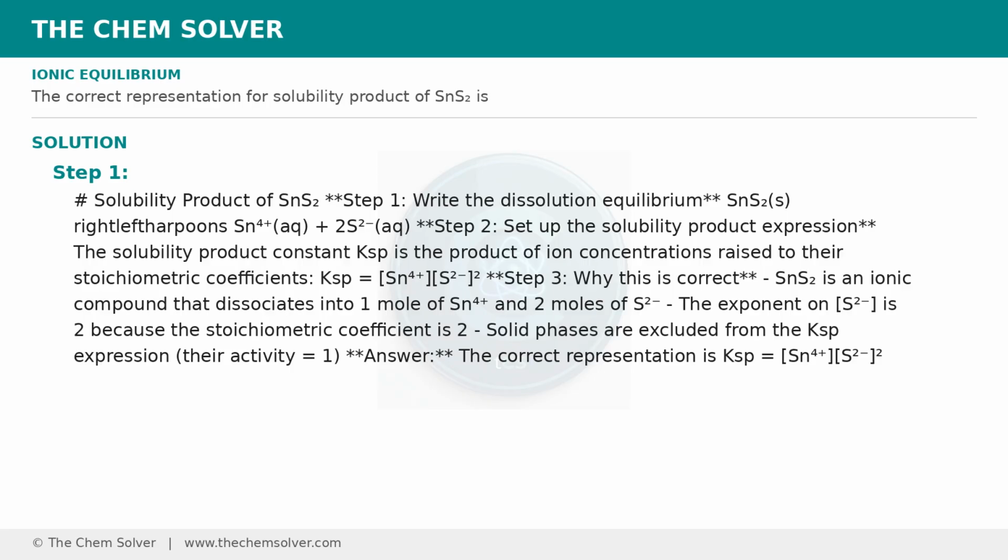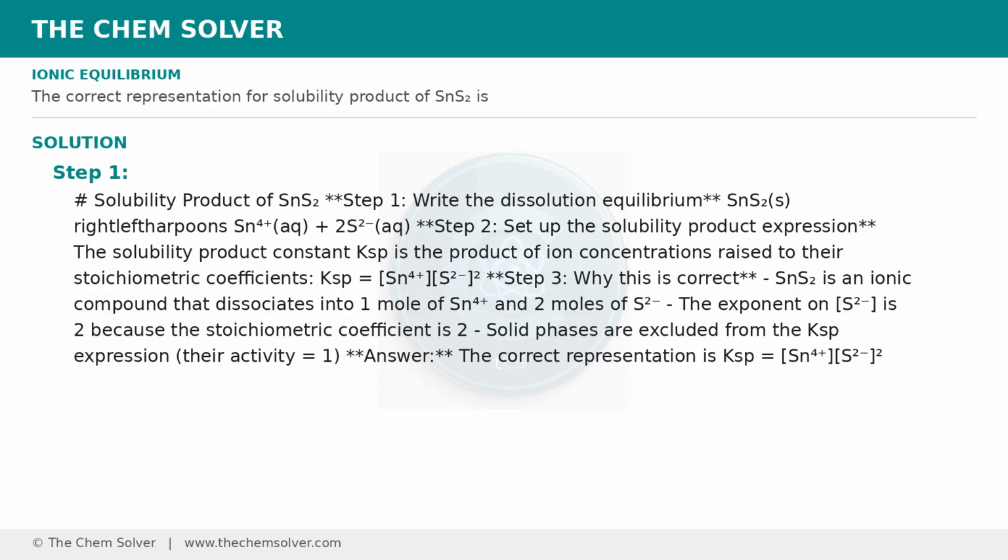SnS₂ is an ionic compound that dissociates into 1 mole of Sn⁴⁺ and 2 moles of S²⁻. The exponent on S²⁻ is 2 because the stoichiometric coefficient is 2. Solid phases are excluded from the Ksp expression. Their activity equals 1.